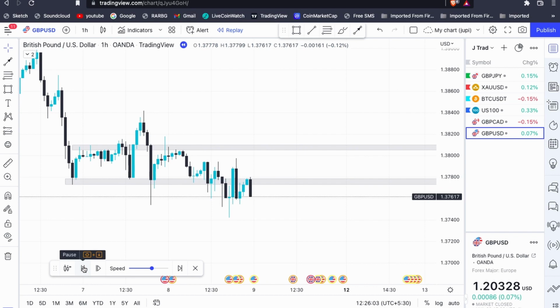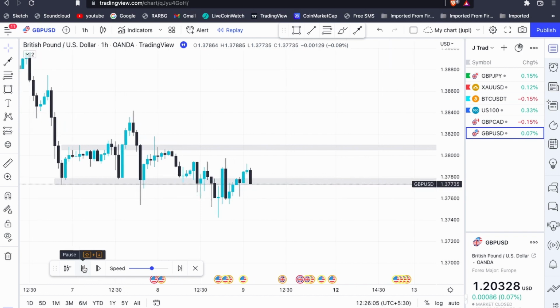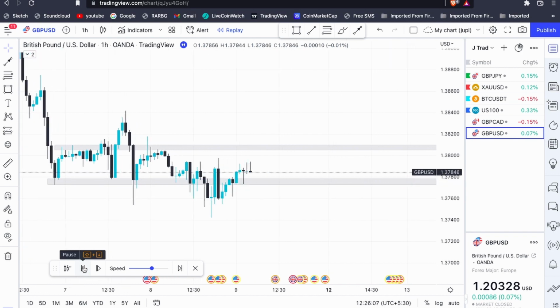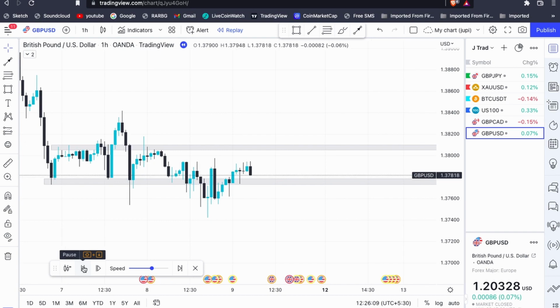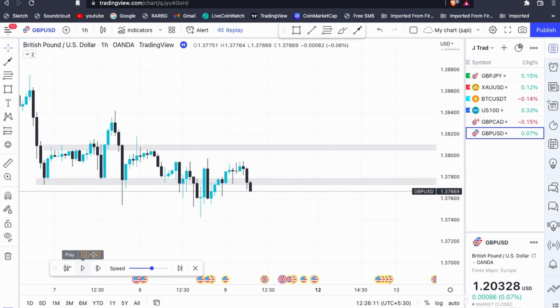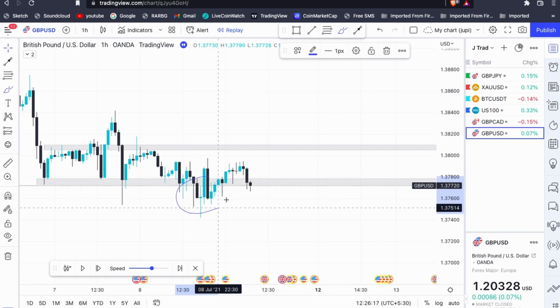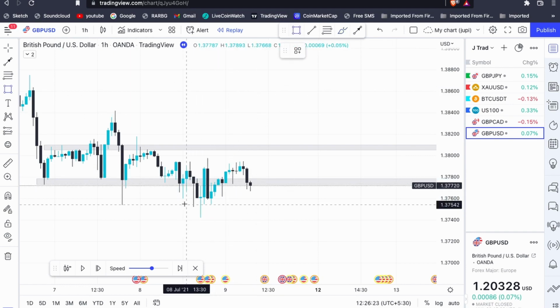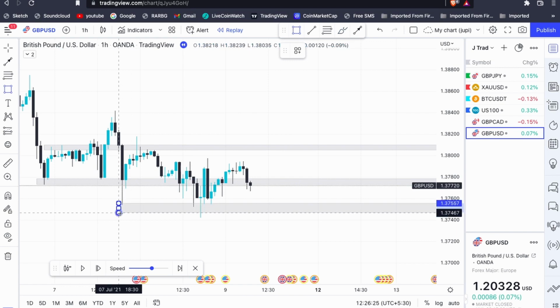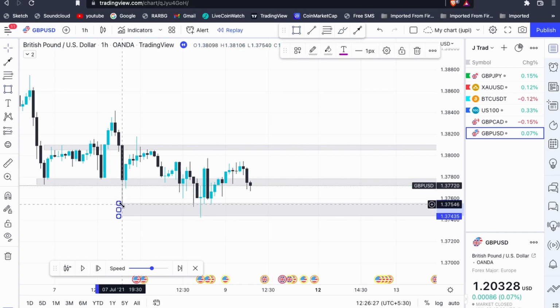Okay, let's play. Looks like it got rejected again, went inside, so there's a lot of dot. That means this area got tested multiple times, tried to breach down and up multiple times, so we can ignore that area and add another support here. Let's add another support from the bottom of this wick to the bottom of this wick.